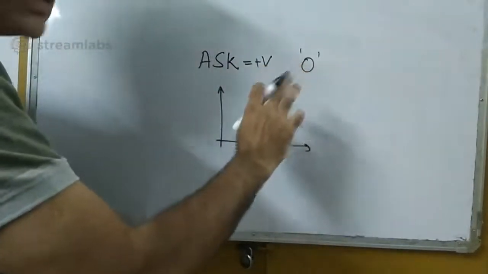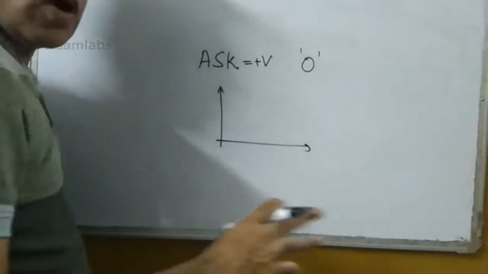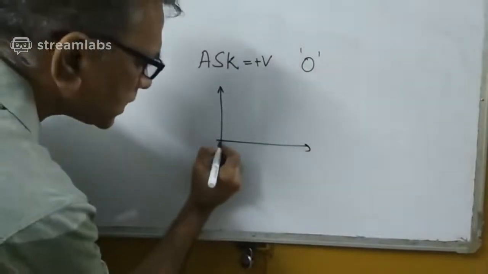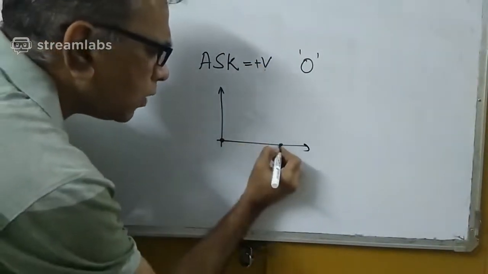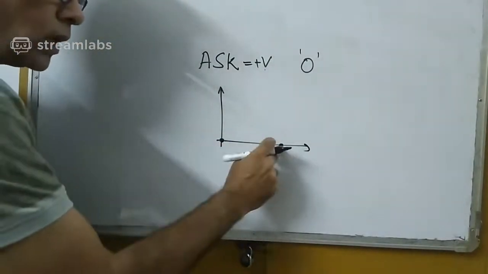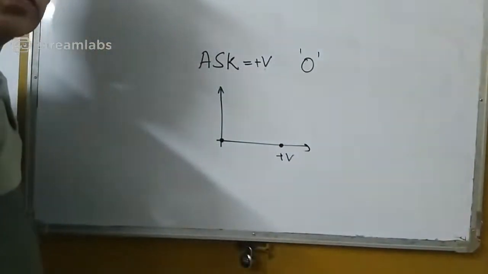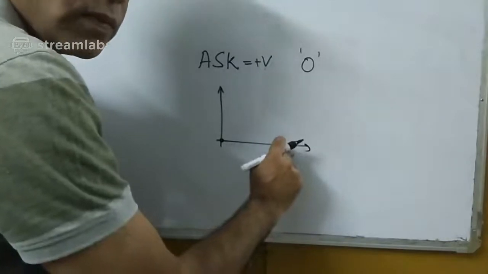So what about the phase? Phase angle is not mentioned. By default it is 0 because I am not bothered about the phase. We are not varying the phase here. So in this case, the representation of these two voltages will lie on the x-axis, one with 0 amplitude, another with plus V amplitude. So this will be along the x-axis itself.